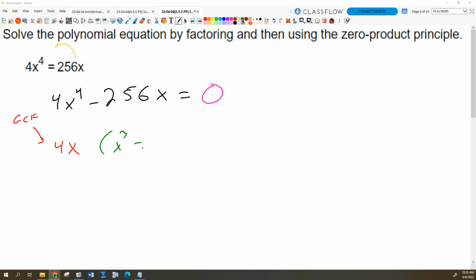Now, if I'm dividing something by 4, I'm just cutting it in half and then cutting that in half again, right? So half of 256 would be 128. Half of 128 would be 64, yeah. So x cubed minus 64 equals 0. Okay, can I stop there?